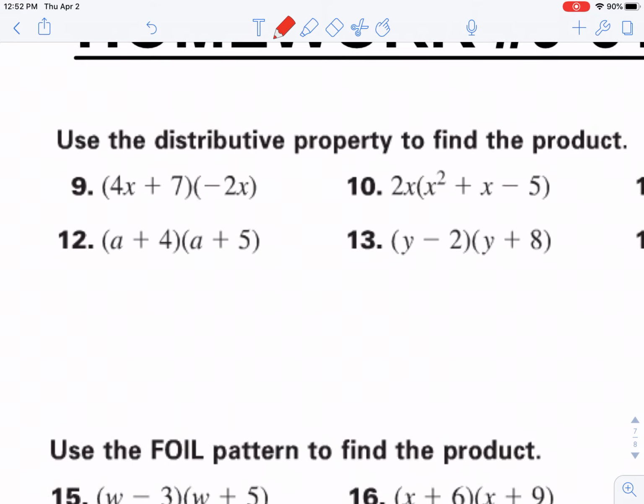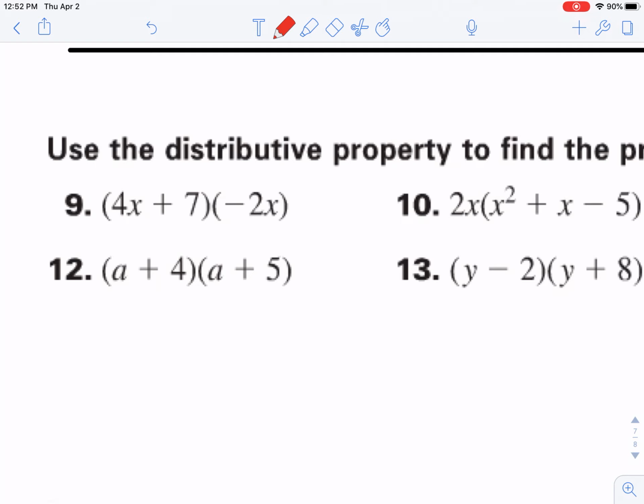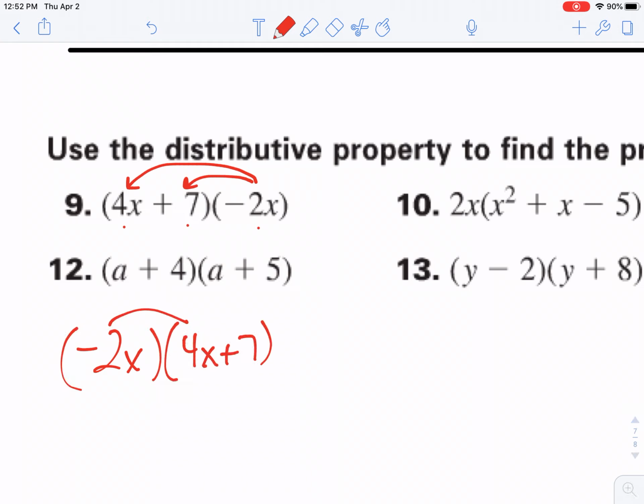You are going to be distributing here, but see here you have two terms, 1, 2, and here you really only have one. Negative 2x is just one thing, so you're really distributing one thing to two things. So I know this is kind of backwards. So if you want, you could rewrite it like this. It doesn't really matter though. You don't have to. And then you do the distributing this way, like the way you're used to.